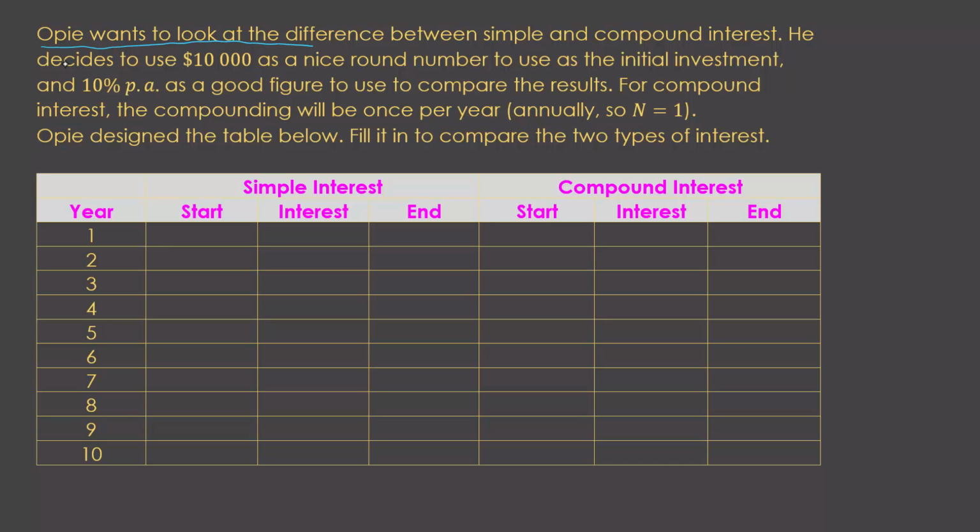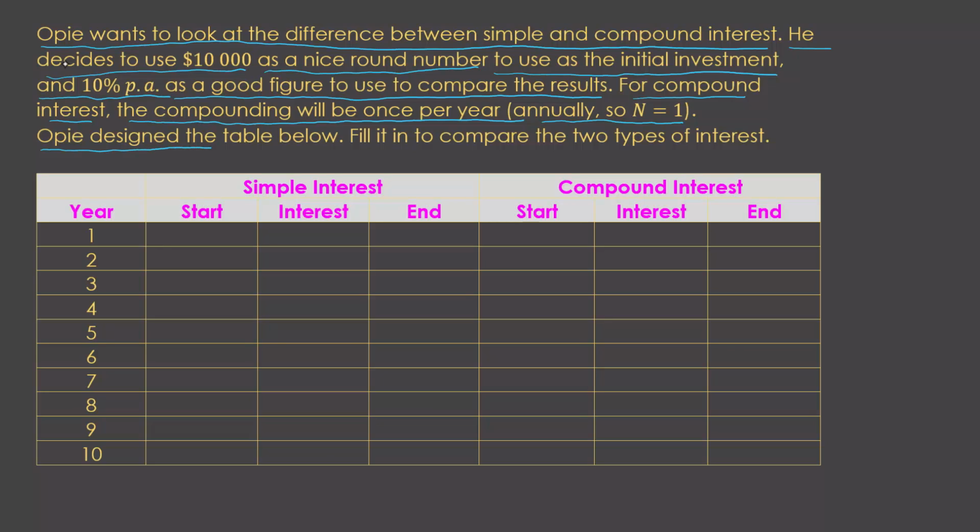Opie wants to look at the difference between simple and compound interest. He decides to use $10,000 as a nice round number for the initial investment, and 10% per annum as a good figure to use to compare the results. For compound interest, the compounding will be once per year, annually, so n equals 1 in the formula.